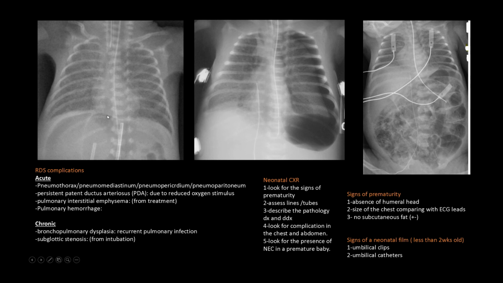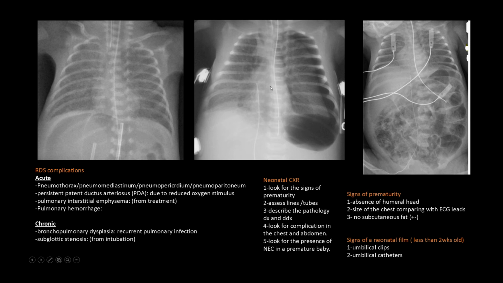When we look at the abdomen, we can see these lucencies over the liver. So this is the football sign of pneumoperitoneum as well as the falciform ligament sign. So this is an RDS with pneumoperitoneum.